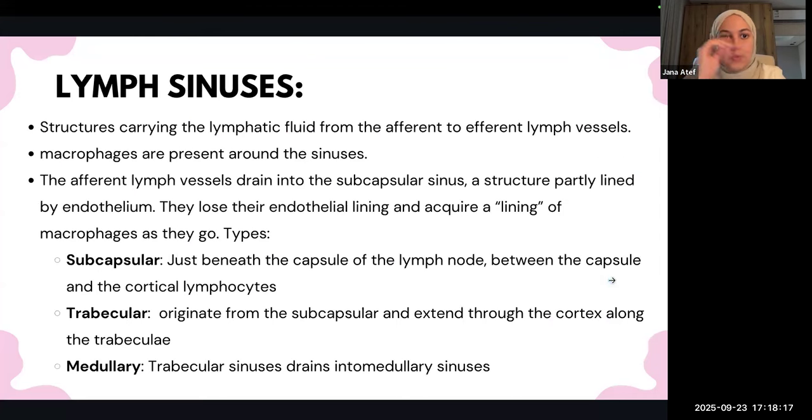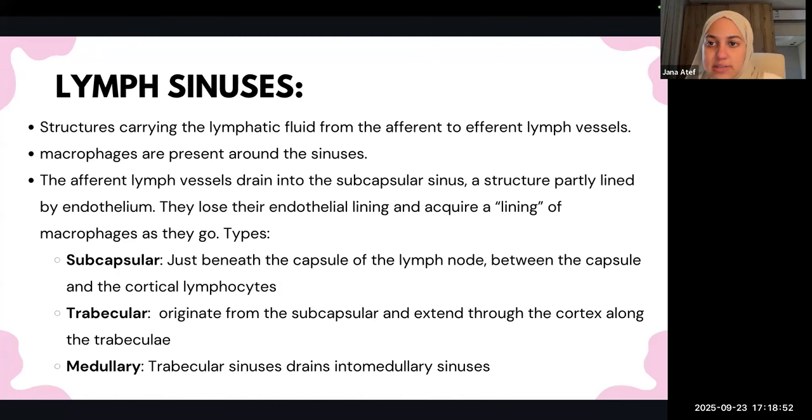So macrophages are present around the sinuses, because the sinuses are the ones that contain the fluid. Guys, don't be confused. There are a lot of things going into the lymph node, which is why we have different names. The vessels are not sinuses. What's between the vessels and the lymph node itself is a sinus. The sinus contains lymph fluid. The vessels, there's an afferent vessel going into the lymph node and an efferent vessel. These are only carrying lymph, no blood. A sinus carries only lymph, but blood vessels carry blood as they always have.